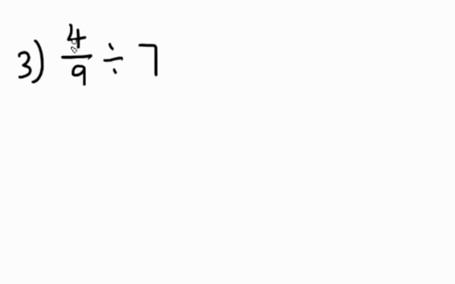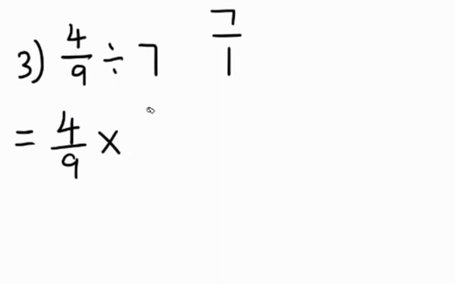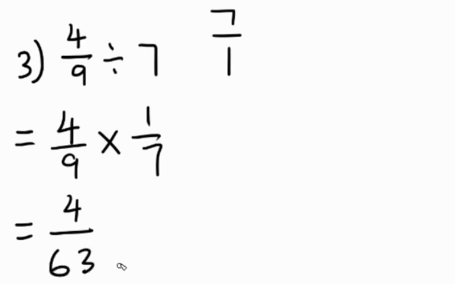Question 3. 4 over 9 divided by 7. Now we all know that every whole number has a 1 underneath. So to get the reciprocal, we'll just flip this over. So this will equal 4 over 9 multiplied by 1 over 7. And since we can't simplify any of these numbers, we'll just multiply them like usual. So this will equal 4, and 9 times 7 will equal 63.